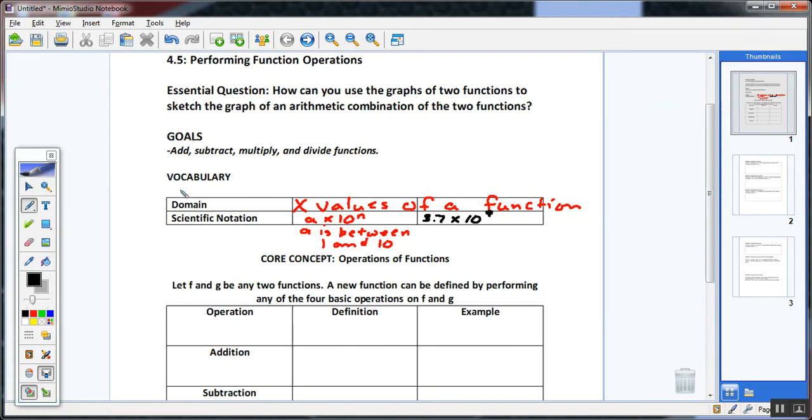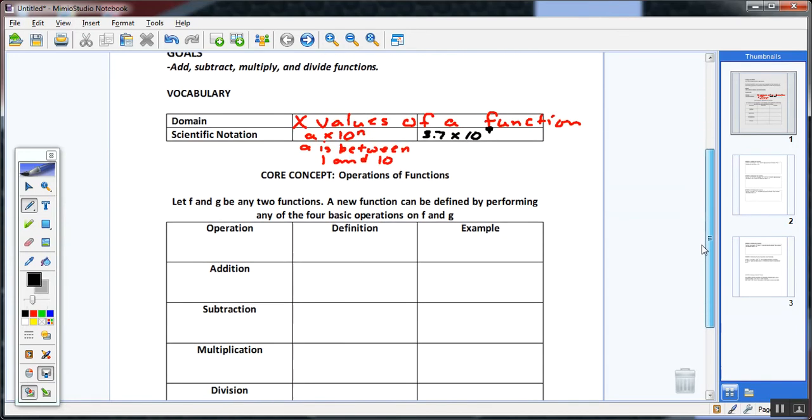So really the only vocab I'm concerned about today, understand what domain is. We've talked about that often. And then scientific notation, just a quick reminder of its form and maybe an example over here, okay? All right, let's get talking here, kids.